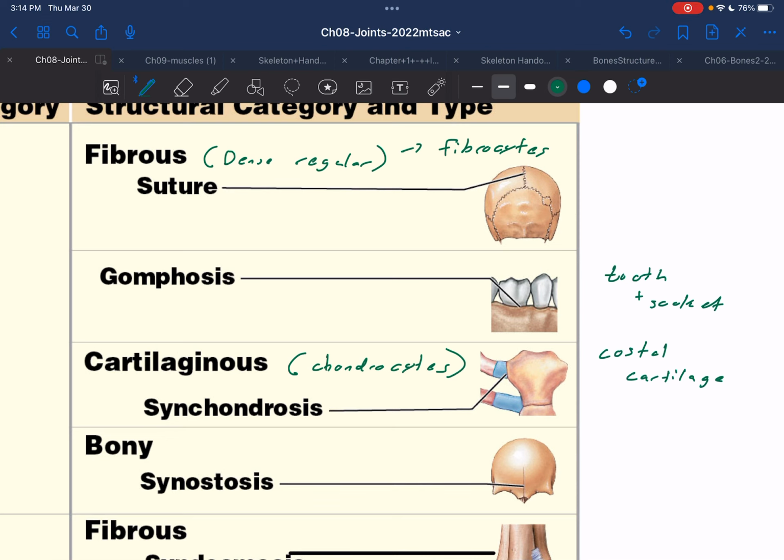And then a suture is a joint between, I'm going to shorthand this, between the flat bones of the skull.